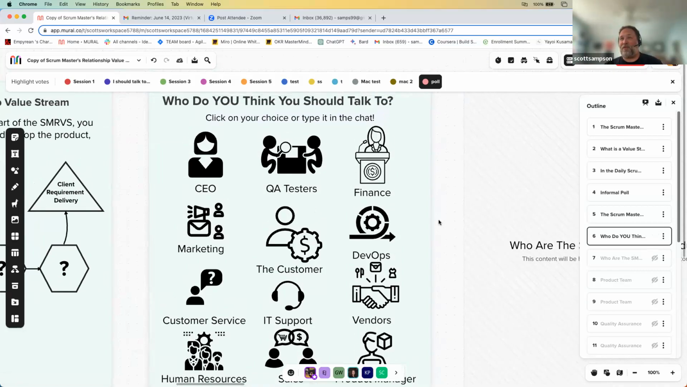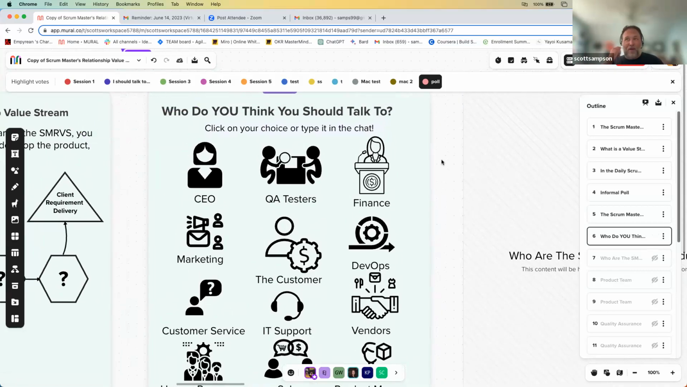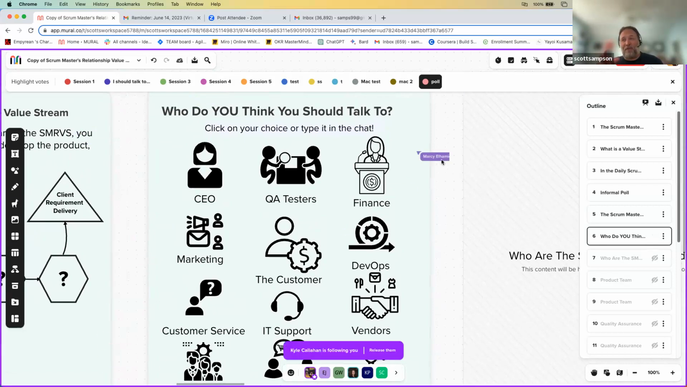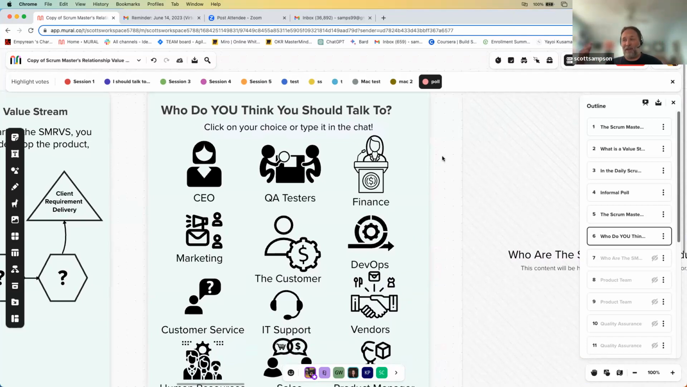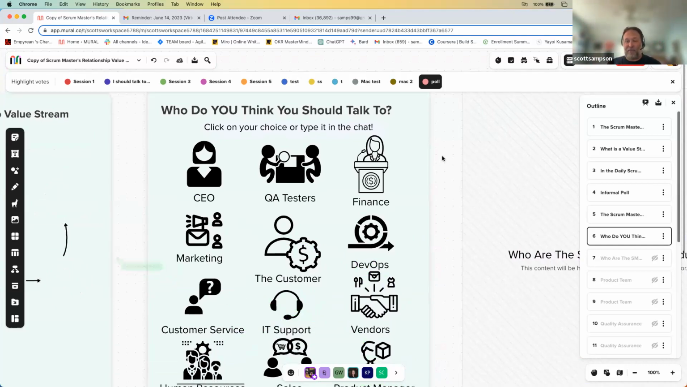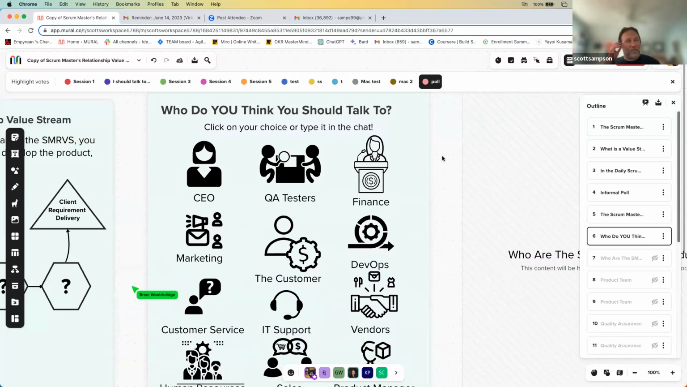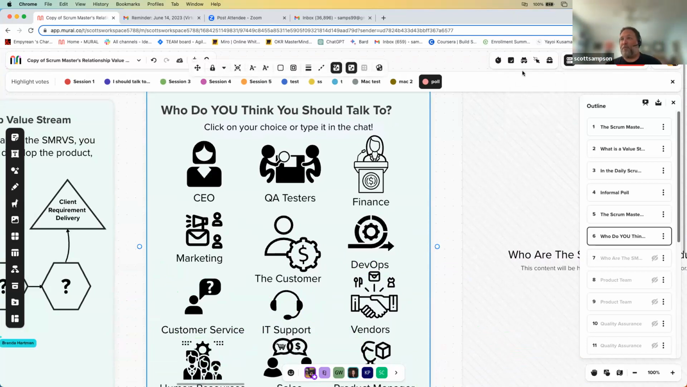All right, let's do another poll. So given what we've talked about already, and what a value stream is, what I'm proposing is at least what you can see of the Scrum Master's relationship value stream so far. Who do you think you should talk to, even if it's in addition to folks you're already talking to besides the developers? If you could establish a relationship with that group, that would be very beneficial to the team, yourself, and them as well. So I'm going to open this up once again for voting. Just give me one moment. And then you can click on any icon you see there for different roles, different positions.